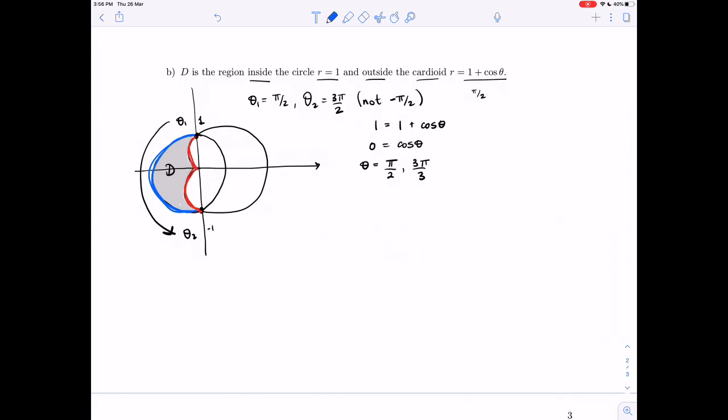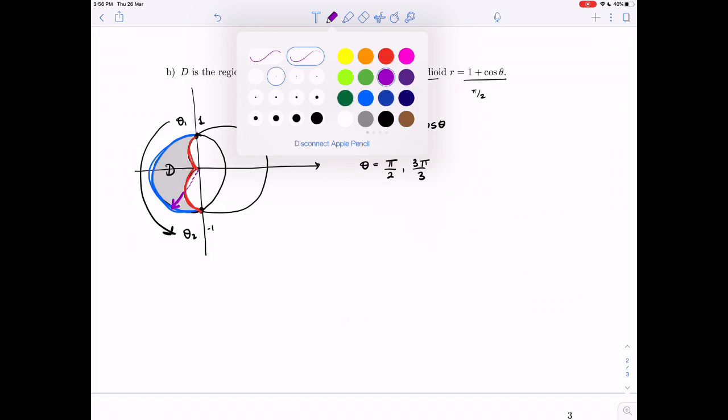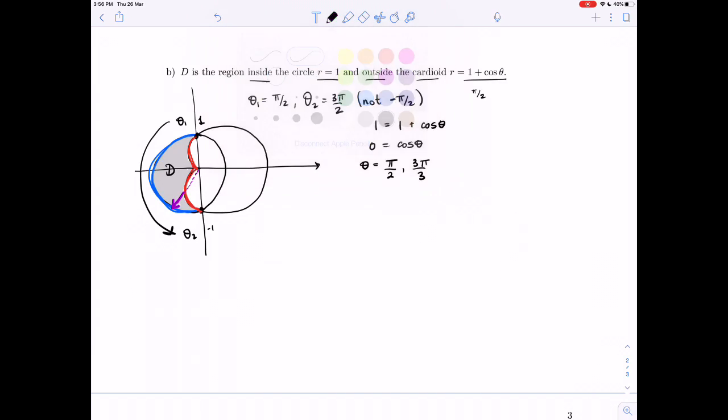And so we want any radius to go from the inner curve to the outer curve. So if I were to draw a radius, I want it to go from the inner curve to the outer curve. And so the inequalities that we want for this region, well, we just said that it is pi over 2 is less than or equal to theta is less than or equal to 3 pi over 2 for the angle.